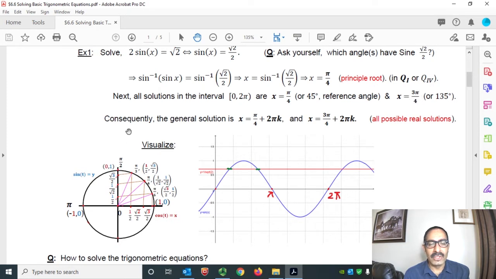So the general solutions are x equals pi fourth plus 2 pi k, where k is an integer, and x equals 3 pi over 4 plus 2 pi k, where k is an integer.